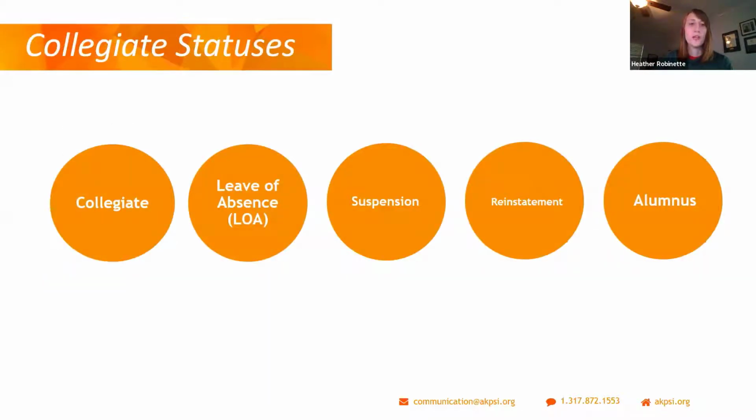And Courtney, do you want to take over the statuses? Sure. So these are the 5 statuses an individual can be in AKSI. Most of you are student members or collegiate members, applying for leave of absence. So there are several types of leave of absences.